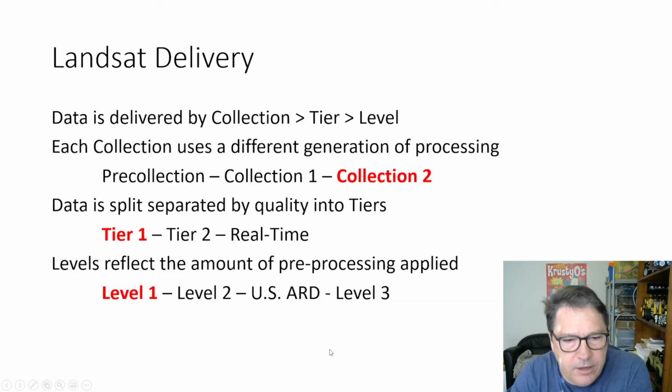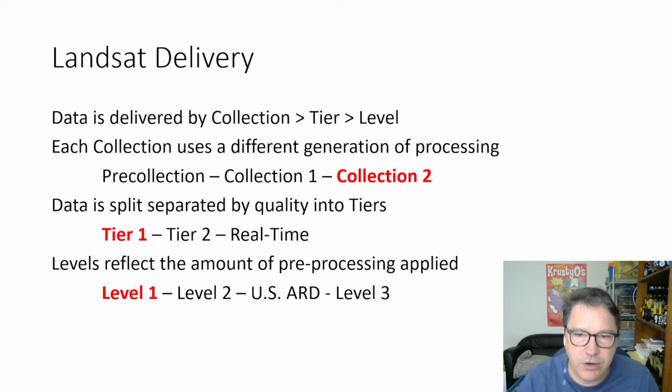So this is where it kind of gets confusing, the delivery of your Landsat data. So firstly, data is delivered by collection, and then by tier, and then by level. So what's a collection? Well, it's just a different generation of processing that's applied to the Landsat data. So we'll have a look at the processing in a minute, but there's a whole bunch of steps that we have to go through to process the data, and over the years they've improved those processing techniques.